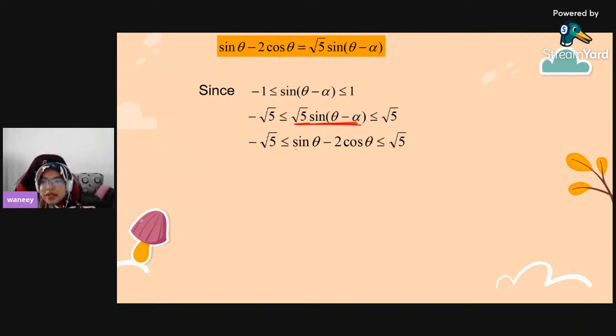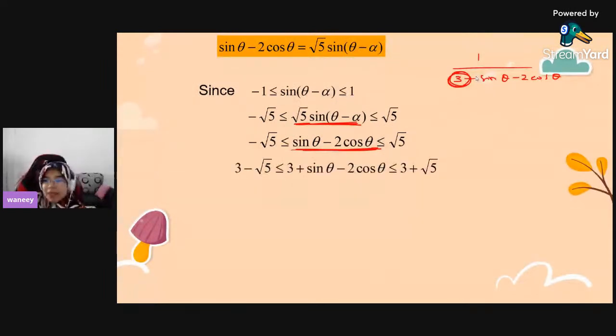If you refer to the previous one, we actually have 1 over 3 plus the sine minus the cos, so I'm trying to get a 3 over here. To get the 3, we have to add 3 to everything. Okay, so simply adding 3 to everything. Therefore, we have 3 minus square root of 5 less than or equal to 3 plus sine theta minus 2 cos theta, less than or equal to 3 plus square root of 5.